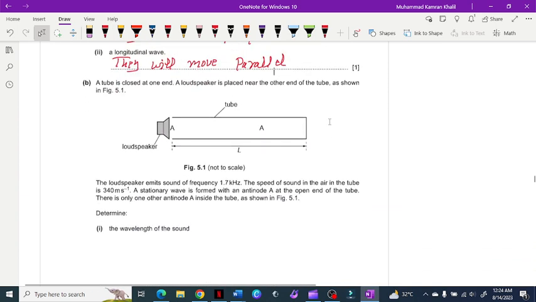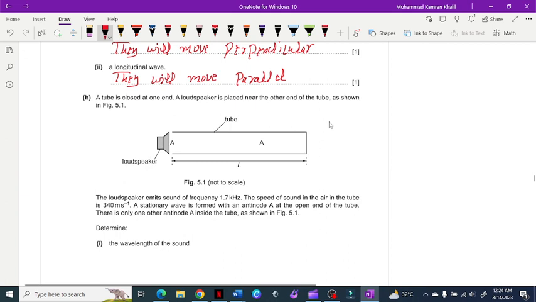Now for the next question, the loudspeaker emits a sound of frequency 1.7 kilohertz. First of all, we will convert into hertz, 1700. The speed of sound is 340. A stationary wave is formed. Antinode at A, and at the open end of the tube there is only one other antinode. So for the dead end there is a node, and for the open end it is an antinode.